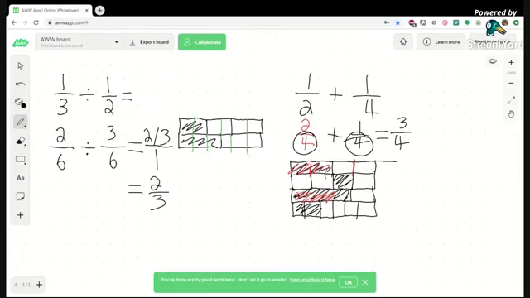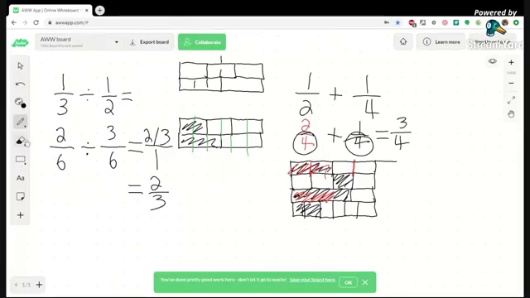So 1/3 divided by 1/2. So if we take a third and try to divide it up into groups of size 1/2. Well, we don't even have one entire group here. We have like 2/3 of a group. So 1/3 is 2/3 of 1/2. So 1/3 makes 2/3 of a group of size 1/2. So that is a way you can deal with dividing fractions.